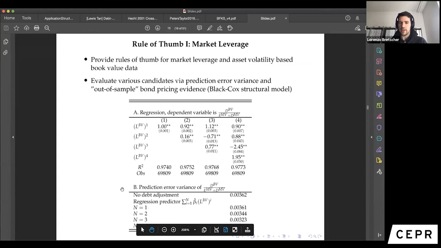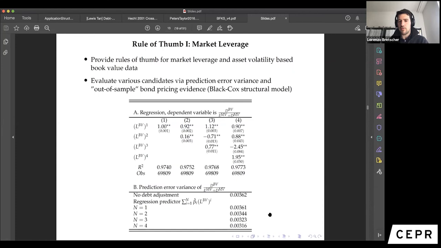And in the case of the market leverage, this is a bit inconclusive because yes, you tend to do better once you increase n, the order of the polynomial, but that is to be expected. Now, the question is which n is the correct one? That's hard to say from this panel B. So that's why we also use out of sample bond pricing evidence by using a Black-Cox structural model and see essentially which polynomial, which rule of thumb, can improve the bond pricing performance the most, okay?